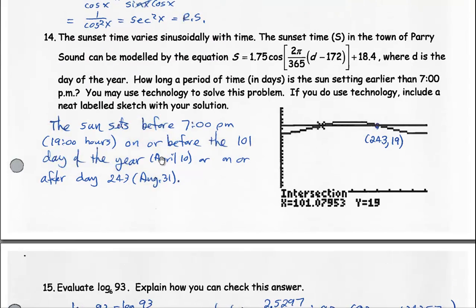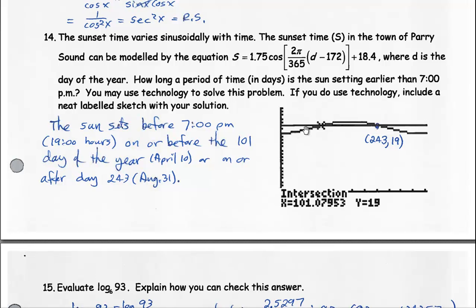For question number 14, we're told that the sunset time varies sinusoidally with time. The sunset time for the town of Parry Sound can be modeled by this equation. Sunset time is 1.75 cos of 2 pi over 365 times d minus 172 days, plus 18.4. So you're asked for how long a period of time, in days, is the sun setting earlier than 7 p.m.?